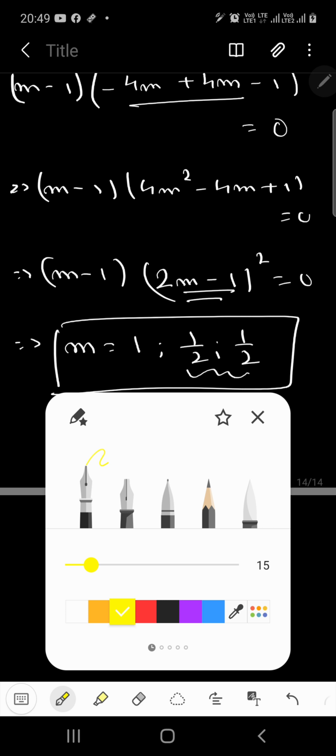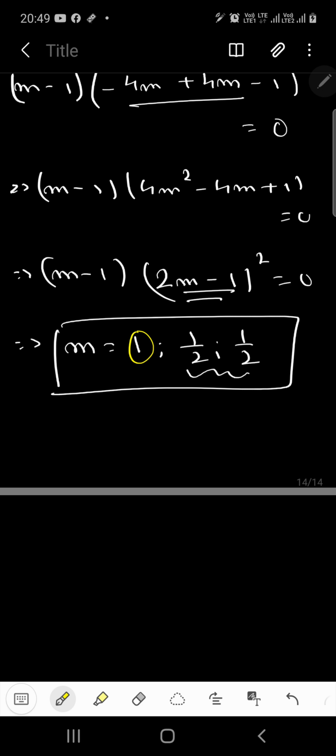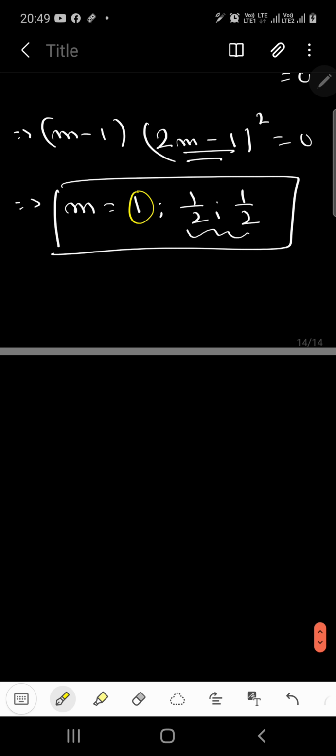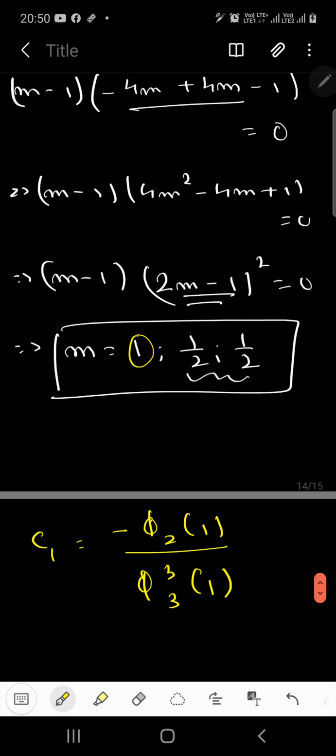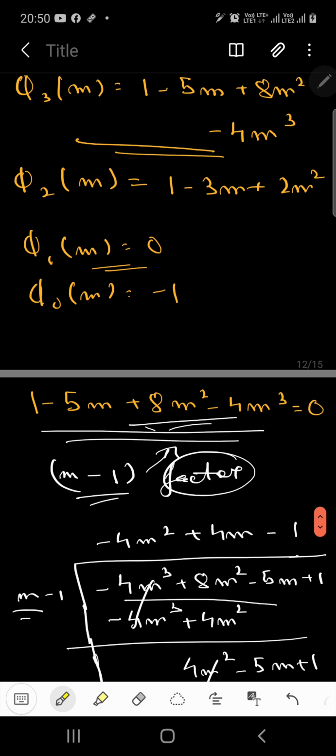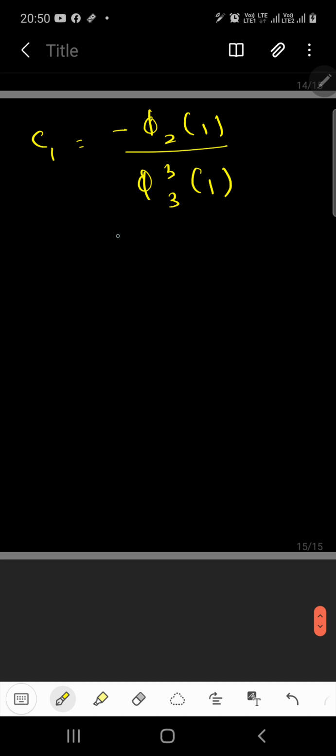First let us do our work with the one and only distinct value of m, and first let us find the first oblique asymptote. So you have your C1 equals minus phi 2 1 over phi 3 dash 1. So what is your phi 2 1? Your phi 2 1 is actually 1 minus 3m plus 2, so this is actually 0. So basically your C1 eventually becomes 0.